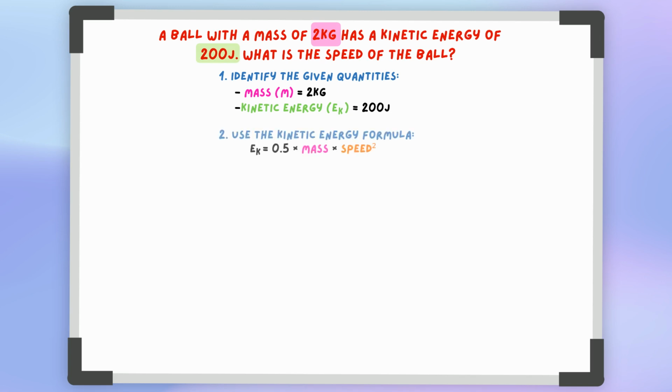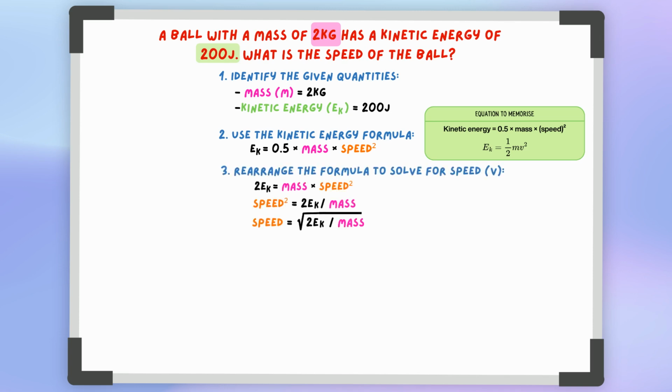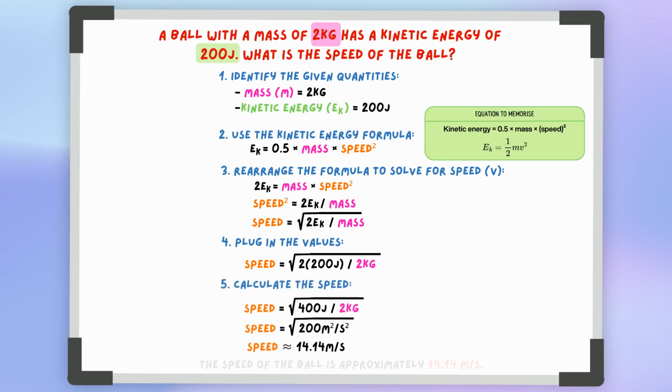Then, use the kinetic energy formula, which we can rearrange to solve for speed. So we get speed equals the square root of 2 EK divided by mass. Now we can use this rearranged formula to find the speed of the ball. Input the values from the question into the rearranged formula. Then we can solve for speed. So the speed of the ball is approximately 14.14 meters per second.